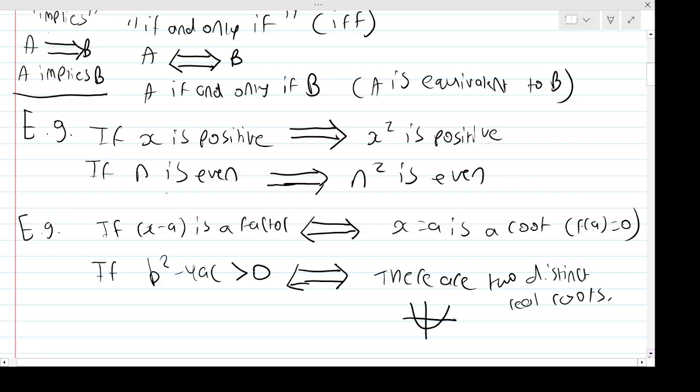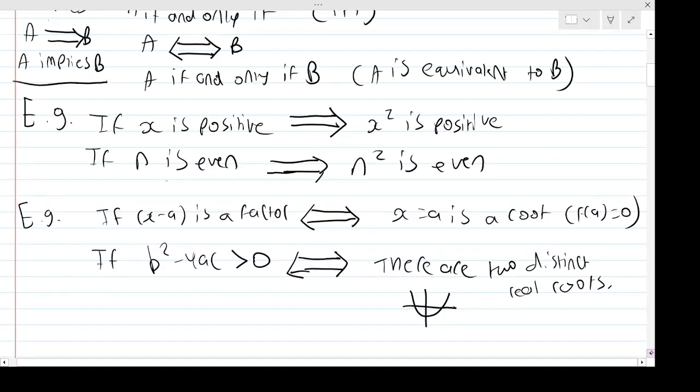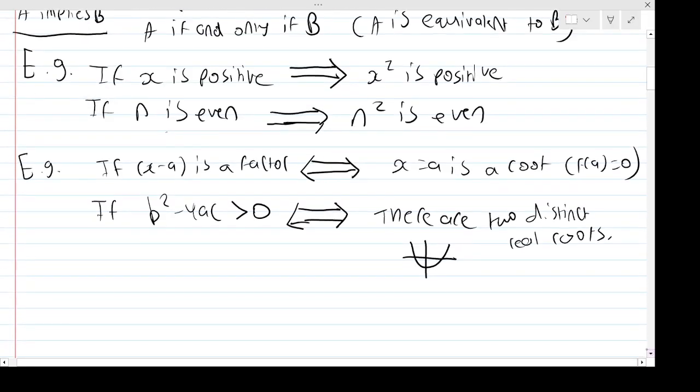Then we can go backwards as well and say if there were two distinct real roots, if there were two intersections with the x-axis, then that implies the discriminant of that quadratic has to be positive as well. So again, they both imply each other. So if one happens, the other must be true as well. Okay, one last example. Let's go back to circles.